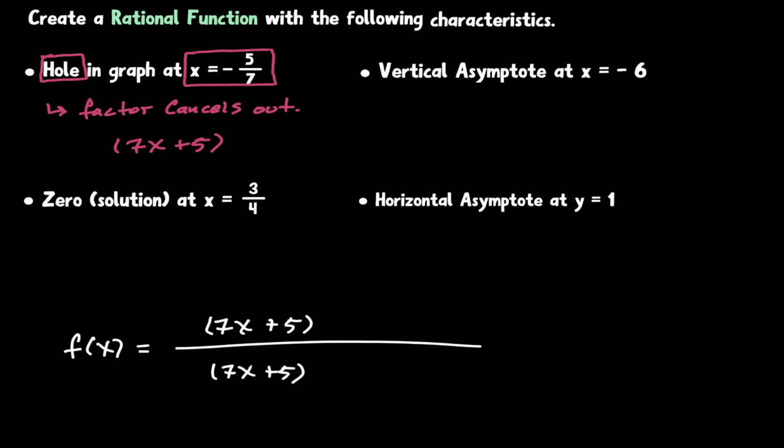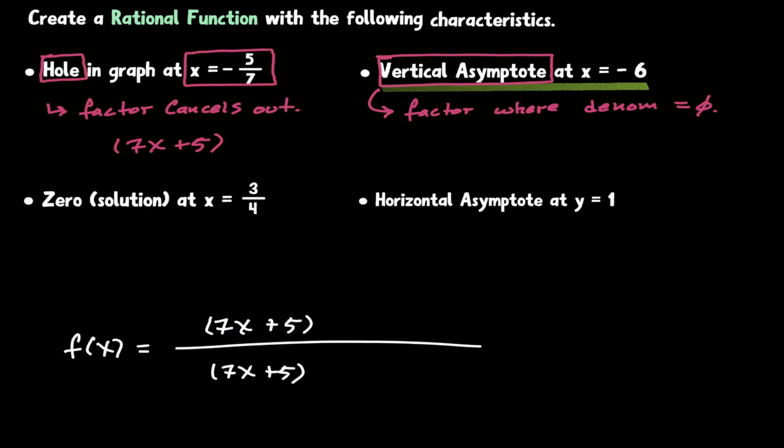Now let's move to the next characteristic, a vertical asymptote at x equals negative 6. Well, vertical asymptotes occur at factors that only make the denominator equal to 0. If we want to have a vertical asymptote at the value of x equals negative 6, how about we get the factor of x plus 6 and we only place it in the denominator? That's going to guarantee that the denominator is 0 at this specific location. So now let's look at the next characteristic.